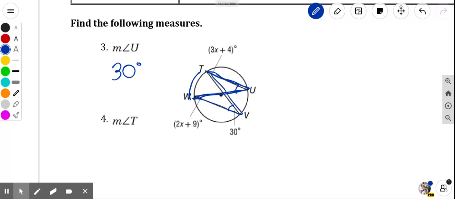And then for angle T, let me erase this and we'll use a different color.